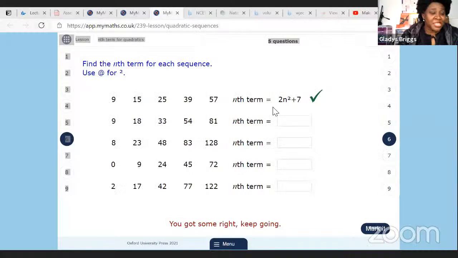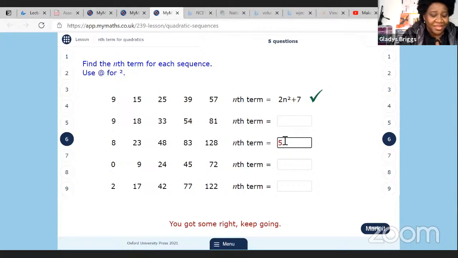Where's my maths now? Is this one? Yeah. So you're using Oxford University Press, you're using their material. So you should be very grateful, because it's top quality material. Okay. Where's that one? This one is 3. Let's see. 5n squared plus 3. Let's try that one out.